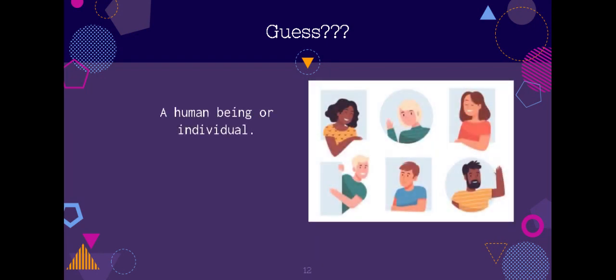A human being or individual. This is more complex, but it's easy. It's a person, right? Person. Let's repeat. Person. Now let's spell. Person. P-E-R-S-O-N. Person.